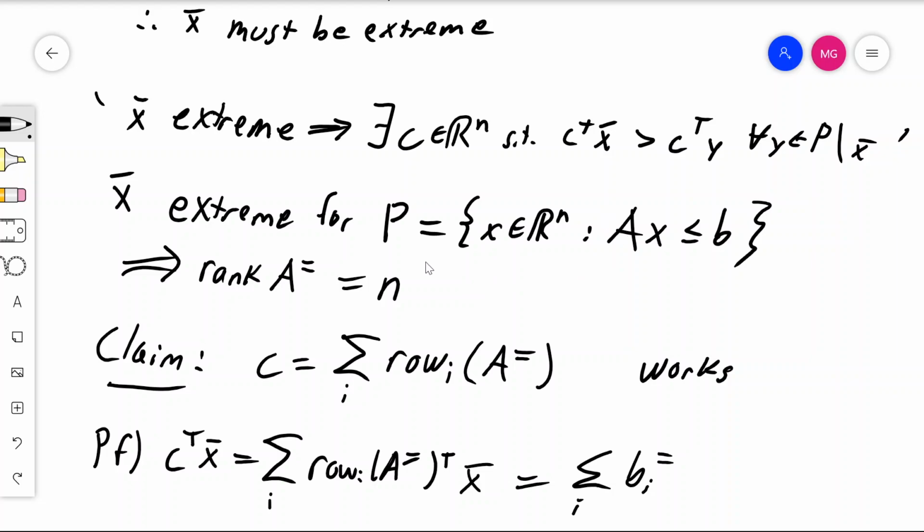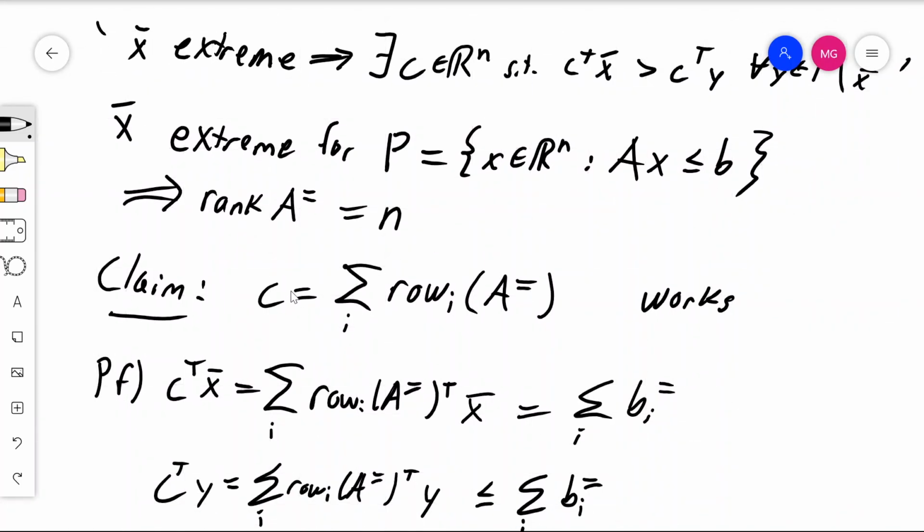So here's the polyhedron, and x bar is extreme for the polyhedron. What that means is that the matrix of tight constraints has full column rank, so rank n, the dimension of the space and the number of columns of the matrix A. It's the matrix of tight constraints for this point x bar. So we're looking at the point x bar. What are the tight constraints for that? That's the matrix A equality in question here. Okay, so the rank of that is equal to n.